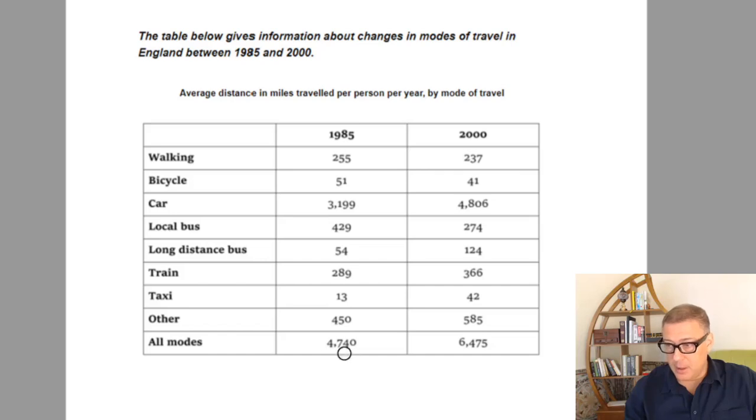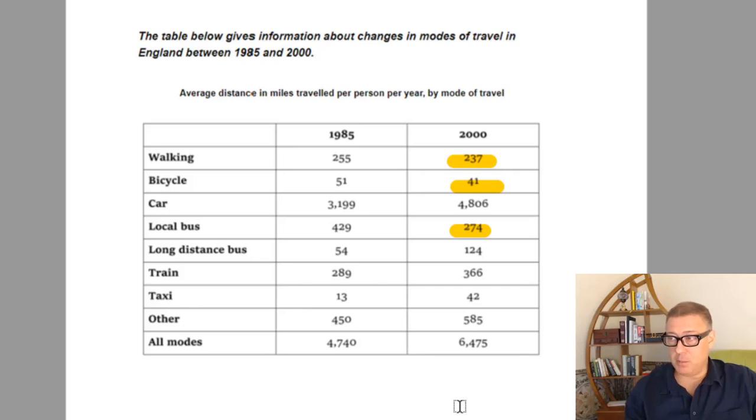So okay, we've got all modes, 4740, 6475, car, 3199, 4806. So those are big numbers. Then I've got small numbers. Which ones are increasing and which ones are decreasing? So decrease, walking decreased between 1985 and 2000. Bicycling decreased. Cars went up. Local bus went down. Long distance bus went up. Train went up. Taxi went up. Other went up. And all modes went up.